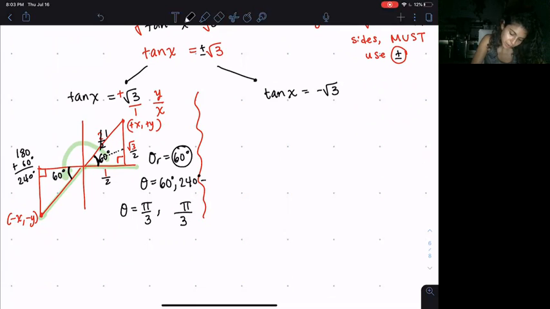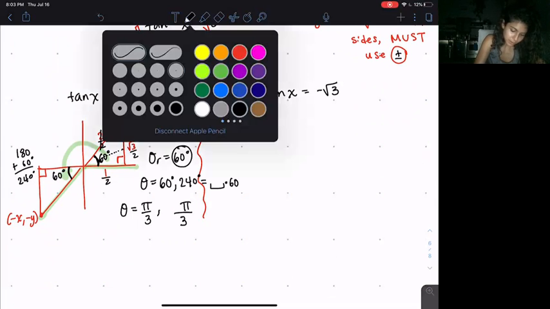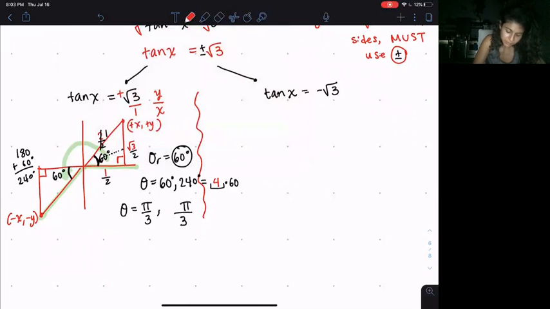and thinking to myself, what times 60 gives me 240? That number clearly is 4. 4 times 60 is 240. So the second answer then is 4 pi over 3. And that's the walkthrough of the first half of this problem.